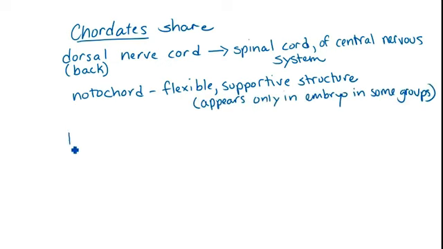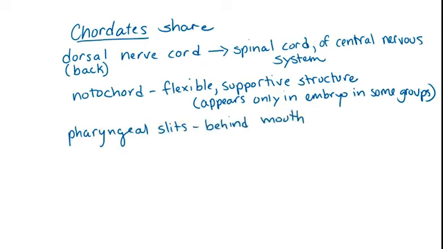The next trait is pharyngeal slits. Pharyngeal is referring to the location. So these would be found just behind the mouth. And the easiest way to think about these is to think of a fish and its gills. So they may become gills, which allow for gas exchange and allow water to pass out of the mouth. Or in land animals, these pharyngeal slits become parts of the ear.